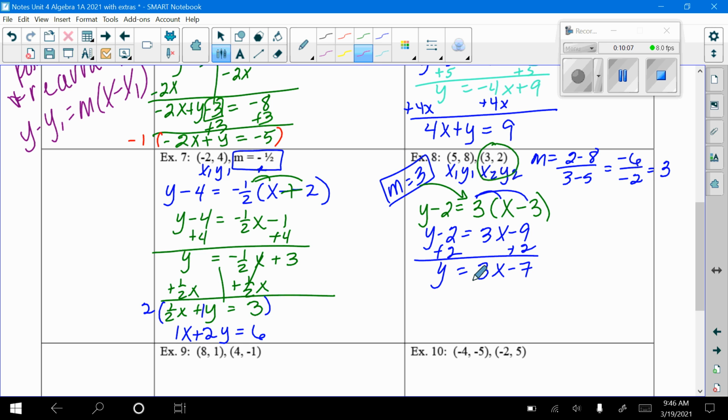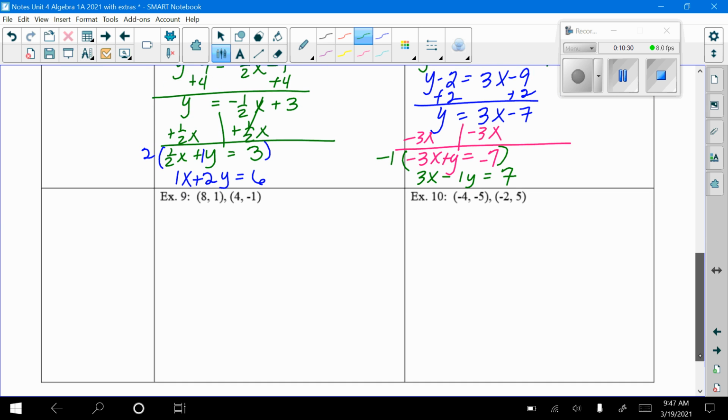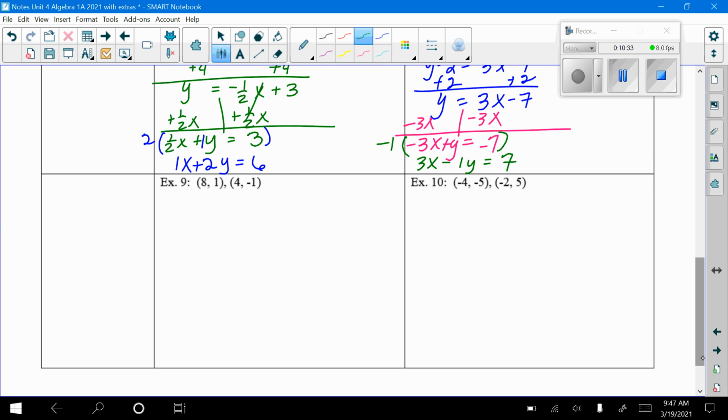Bring that x across, so minus 3x. The problem is that my leader is now a negative. So let's multiply the whole entire thing by -1. So I end up with 3x minus 1y equals positive 7. And the last two, try them on your own and then come back to me.